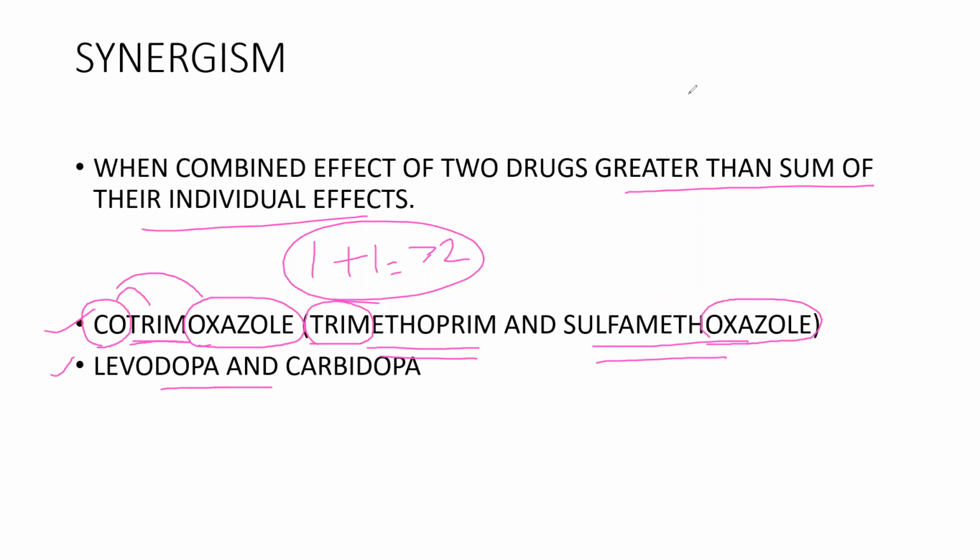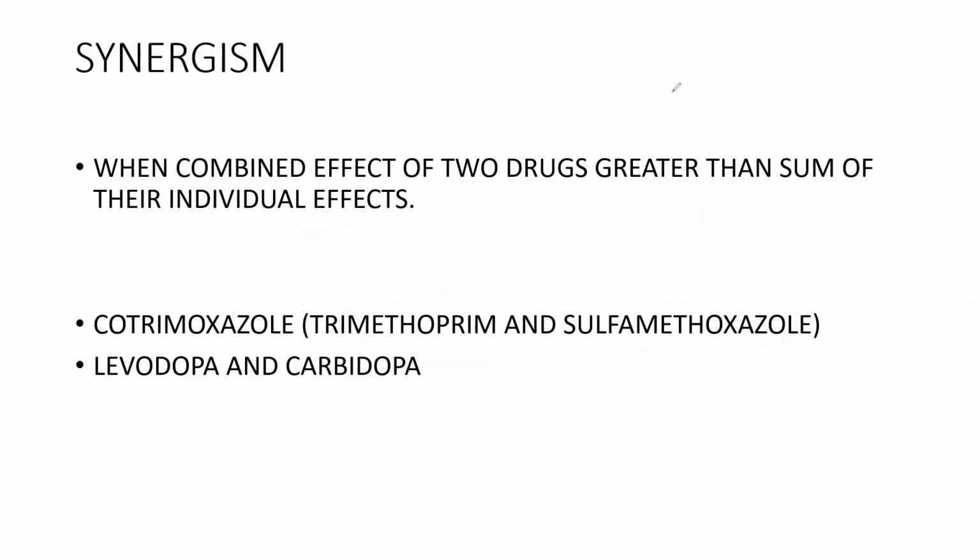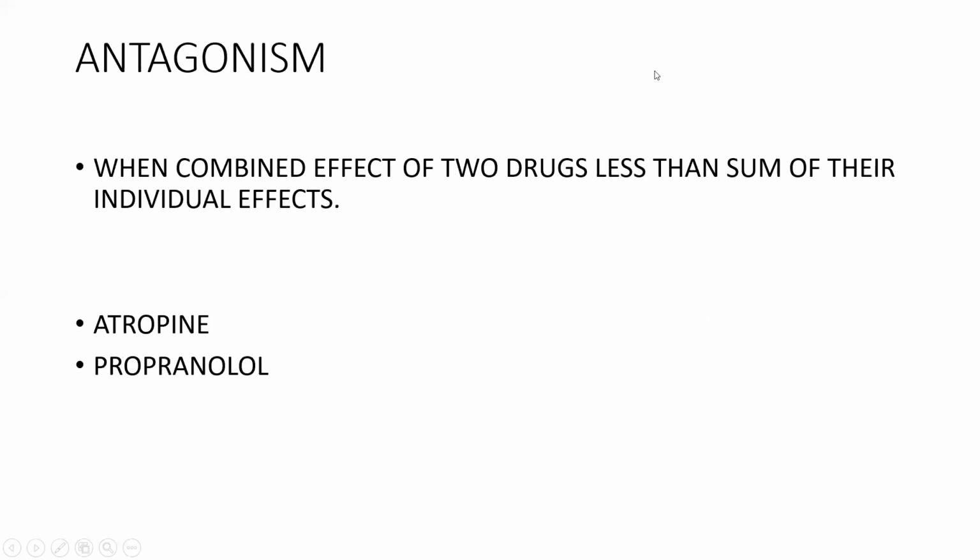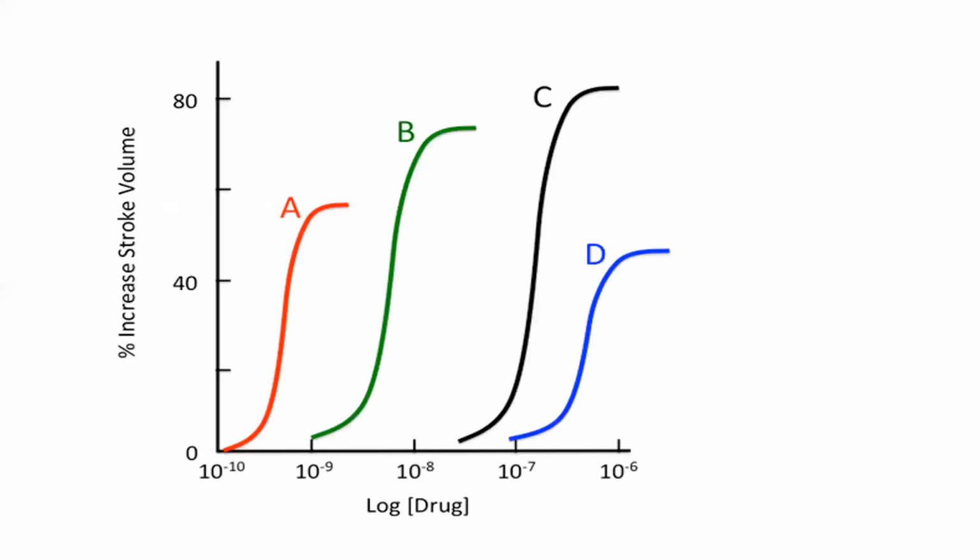The second example is levodopa and carbidopa. So this is an example for synergism. And then next, antagonism. Antagonism is very simple again. When you combine these two and the combined effect is less than 2. Example, atropine and propranolol. These are just the four things: summation, additive effect, synergism, and antagonism. So don't forget this homework.